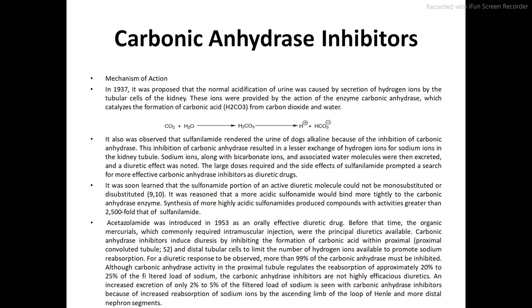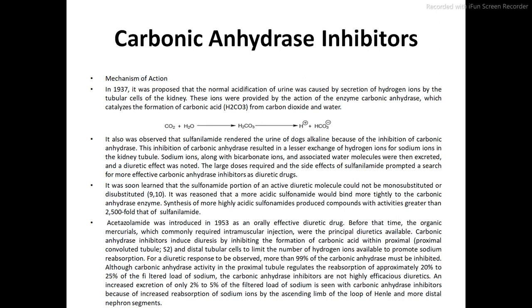Actually, if we are using carbonic anhydrase inhibitors, then it should inhibit around 99% of the carbonic anhydrase enzyme, but it failed to inhibit this enzyme. So what was observed? That only 2 to 5% of the filtered load of sodium is excreted with the urine, and hence these carbonic anhydrase inhibitors are not effective.